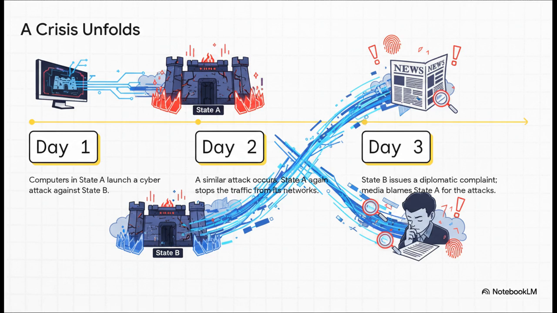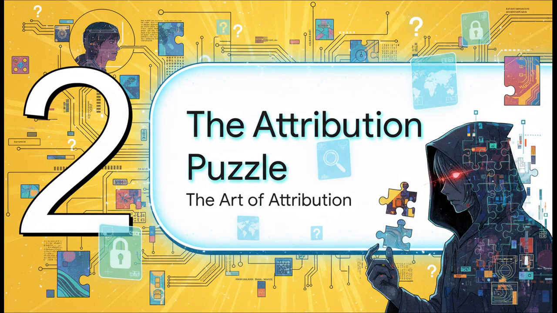By day 3, the headlines are just explosive. NATO member attacks State B. I mean, in just 72 hours, we've gone from zero to a full-blown international crisis. And it's all because those digital fingerprints seem absolutely undeniable. But are they? So now, State A is in the hot seat. I mean, how do you prove your innocence when all the evidence seems to be pointing right at you?